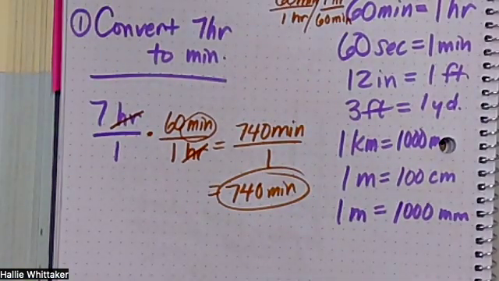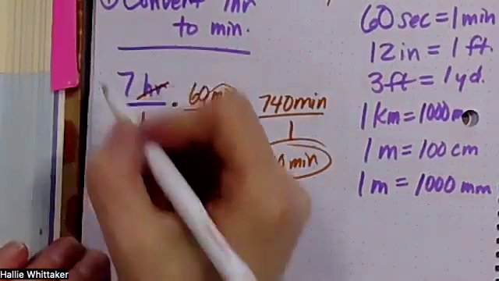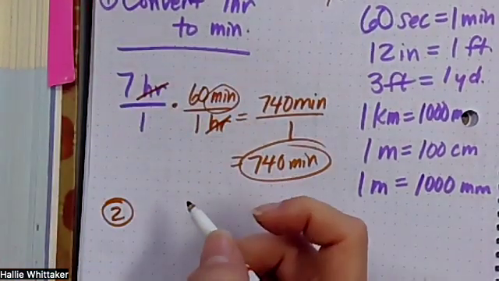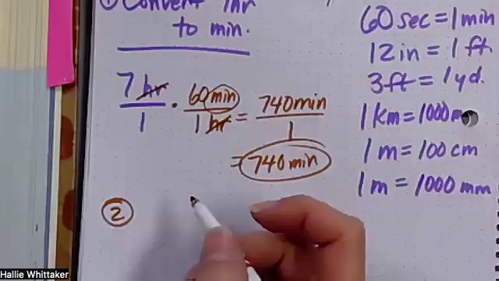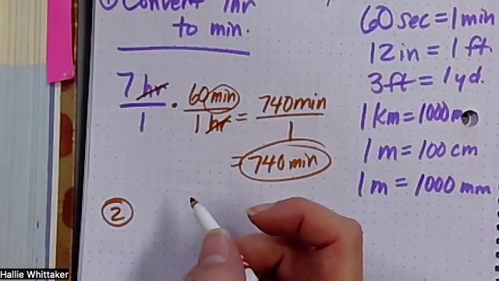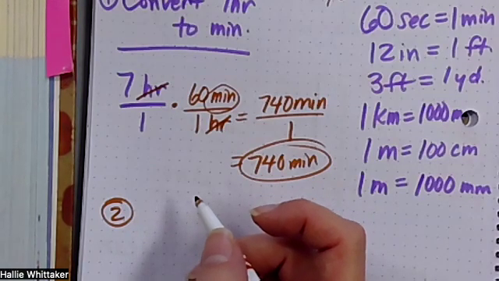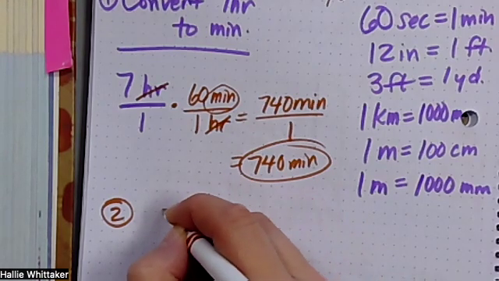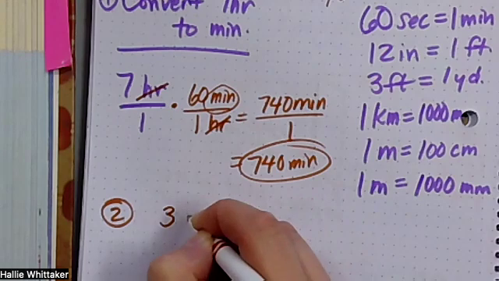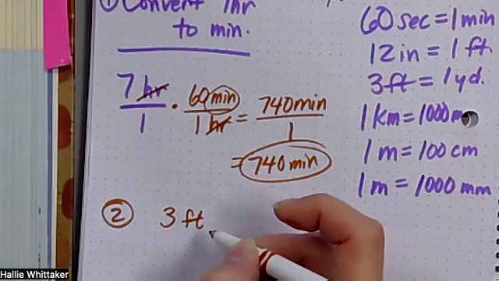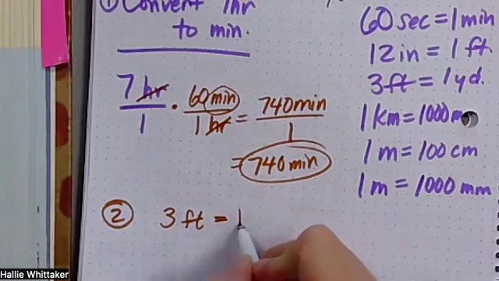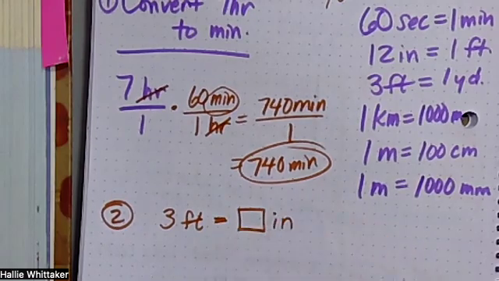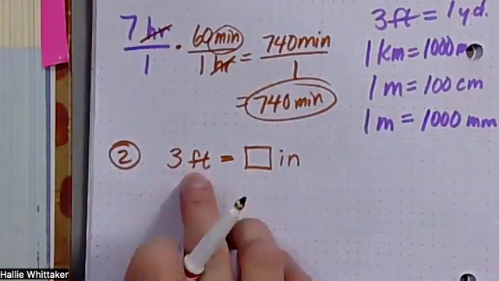You good? Okay, so let's take it up a notch. Number 2. Let's do 3 feet equals blank inches. Okay, so we're going from feet to inches.